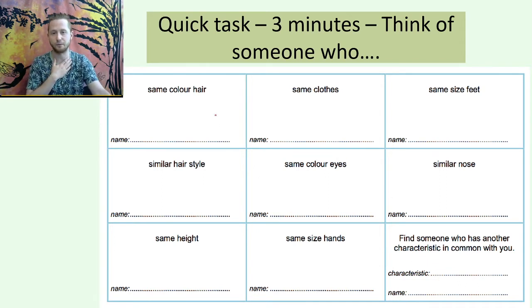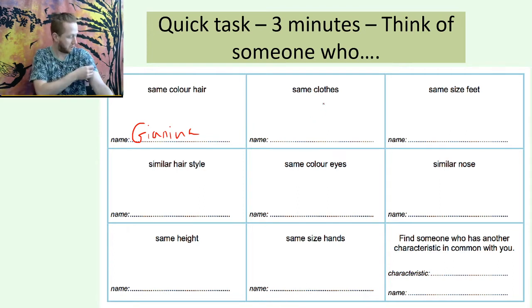As an example for me personally, I am wonderfully ginger, as you can tell, and I know that my friend Janina also has the same hair colour to me, which I think is brilliant. But she doesn't have the same clothes. There are other people in the world that have the same clothes.